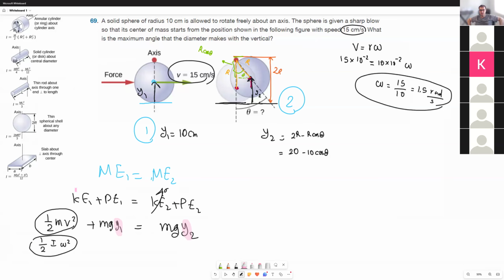I think it's because it's not moving in a direction with v equal to 15 centimeters, whereas it's rotating about the axis. So the velocity is actually not 15. With respect to the axis, it's another velocity, I think.